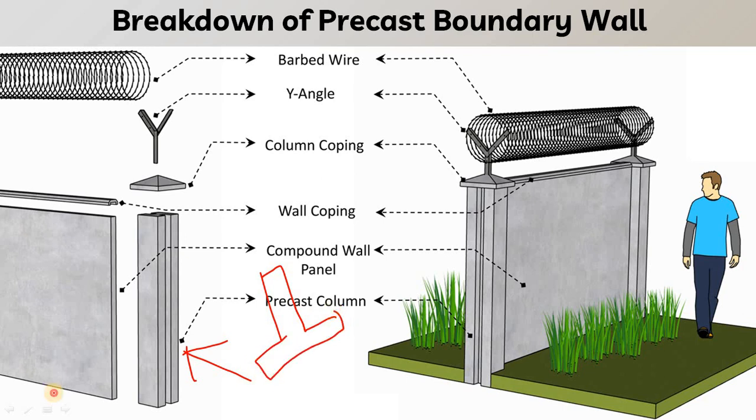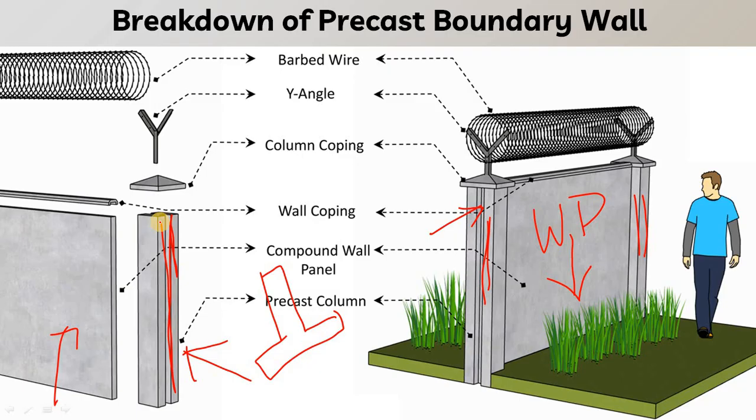Here you can see this is the precast panel that will be slid between the columns. You can say this is column 1, this is column 2, and here you can see there is a groove in the column, and this wall panel will be slid from the top into these grooves. Here you can see these are the grooves on the column, and it will be slid.